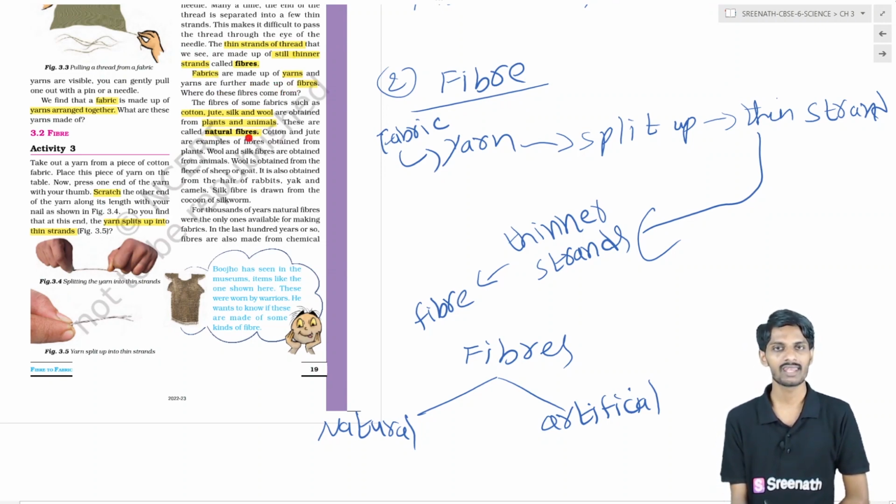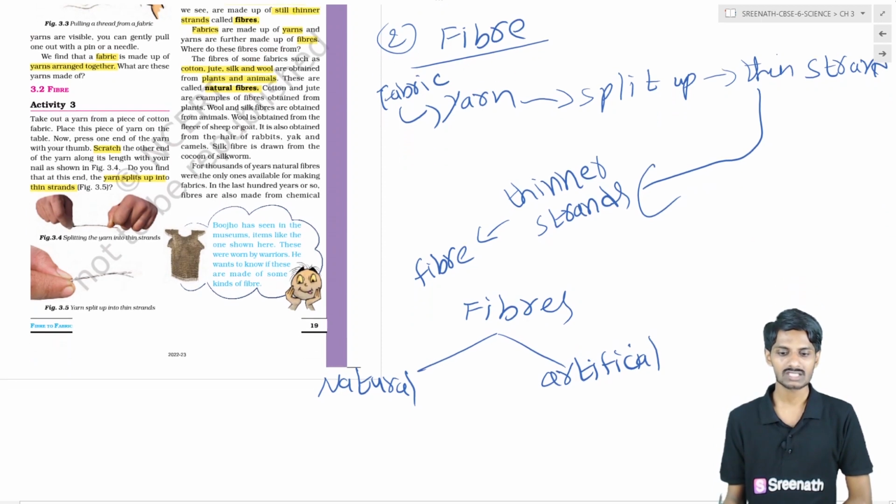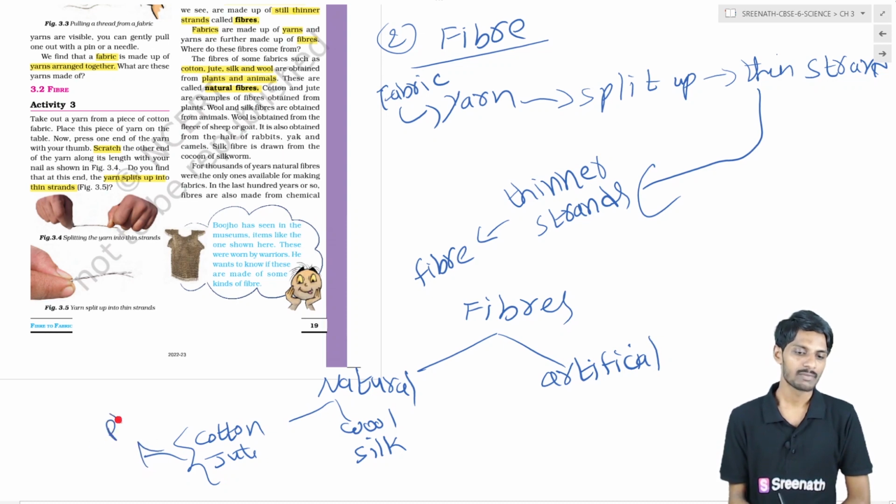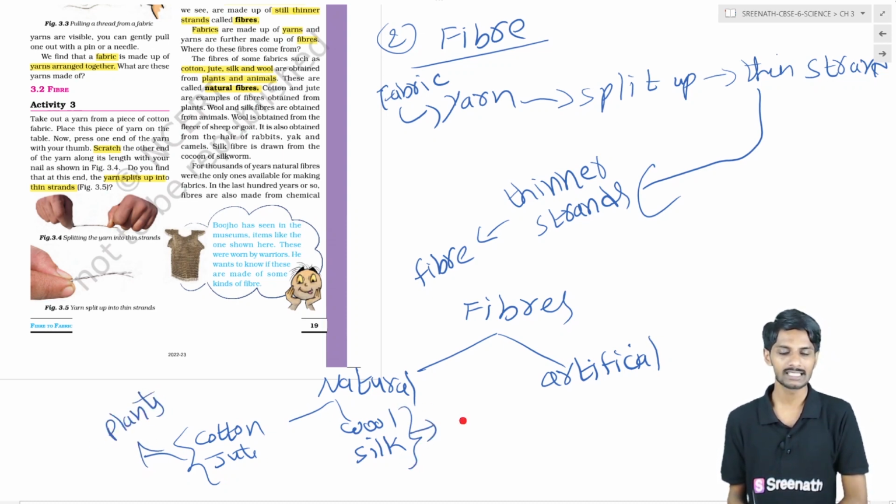So what do natural fibers mean? Natural fibers are cotton, jute, wool and silk. Why are cotton and jute written separately? These are from plants. And why are wool and silk written separately? These are from animals. So these are the natural fibers we are getting.